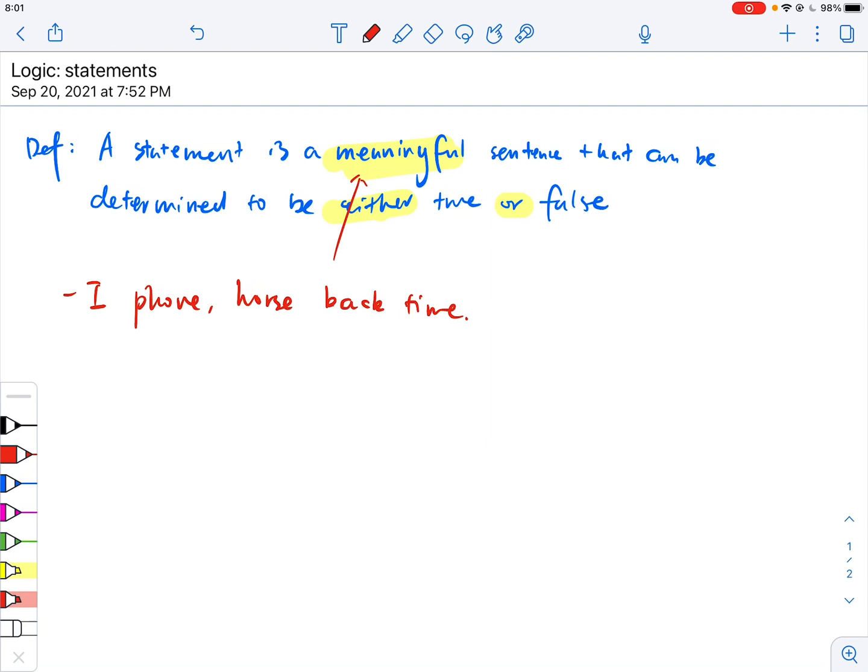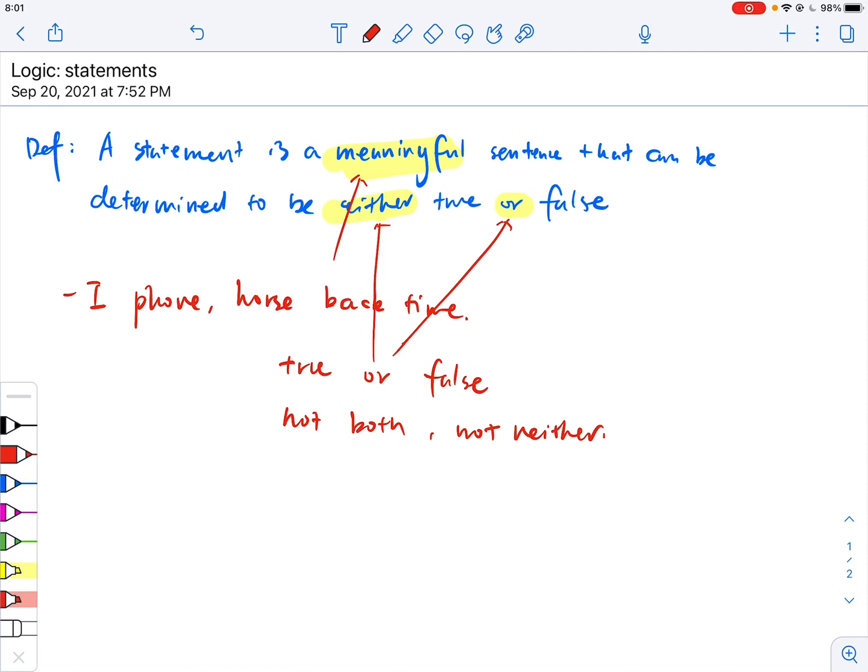All right, so the next pair of words that I want to point out is either and or. When I say that, I mean it is either true or false, and that means not both true and false, and not neither. So this sentence can only be either true or false. It can only be one of those two options. It cannot be more and it cannot be less.